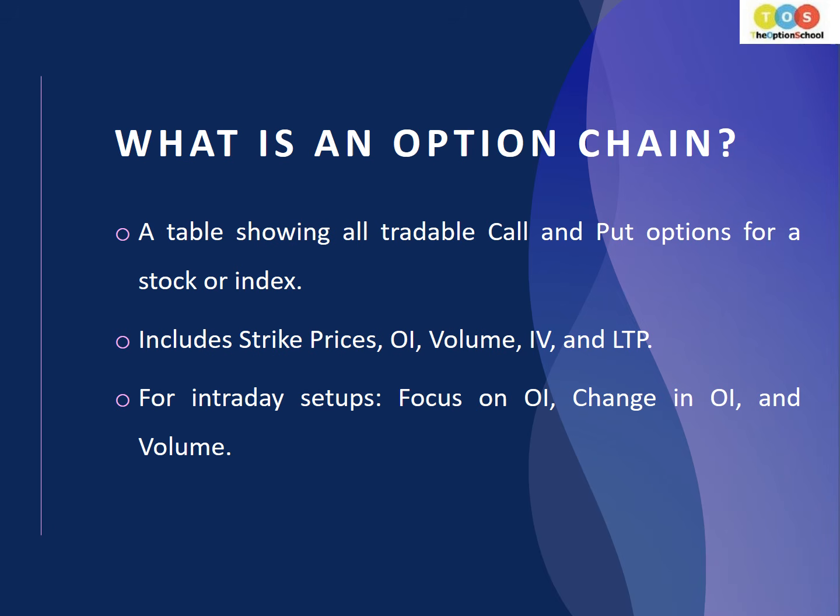So the first question arises: if there is a metric which is an option chain, what is it basically? In the very layman of terms, an option chain is basically a table which shows all the tradable call as well as put options which are available for a stock or for an index. Let me clarify this more.